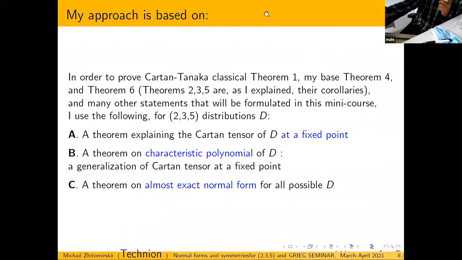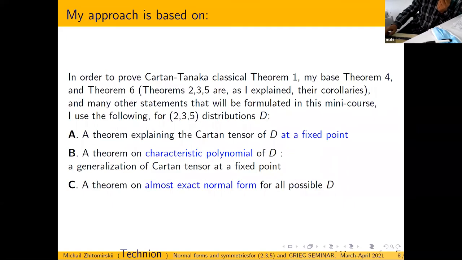Well, in order to prove everything I said, including the Cartan-Tanaka classical theorem and my Bayes theorem, what do I need? It is my way, I need three things, three very related things. I need a theorem which explains the Cartan tensor of any 2-3-5 distribution D at a fixed point, which turns out to be enormously simpler than the Cartan tensor at any point. A related thing is the theorem on what I call the characteristic polynomial of D, which is a generalization of the Cartan tensor at a fixed point. And very much related to that is a theorem on an almost exact normal form for all possible 2-3-5 distributions. By almost exact, I mean exact up to a finite group of transformations.